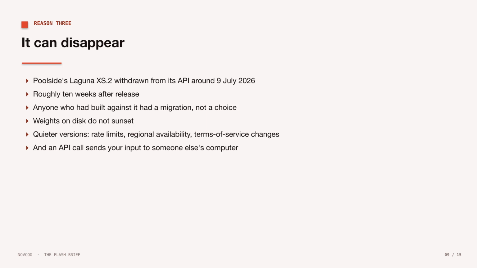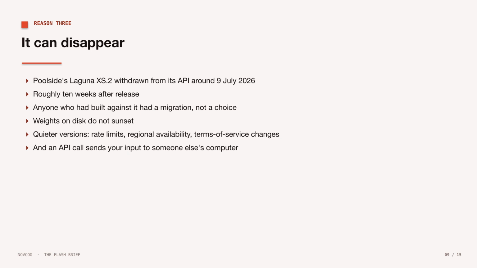Endpoints get retired. A clean example turned up while verifying prices for the Frontier chart. Poolside's Laguna Excess Point 2 was withdrawn from its API around the 9th of July 2026, roughly 10 weeks after release. 10 weeks. Anyone who had built against it had a migration, not a choice. Weights on a disk do not sunset.